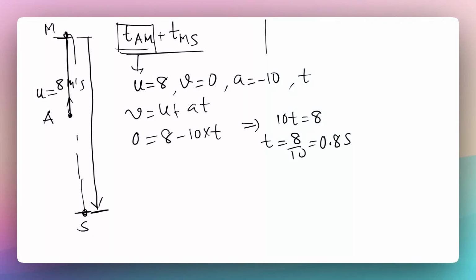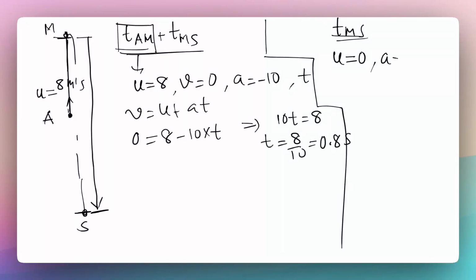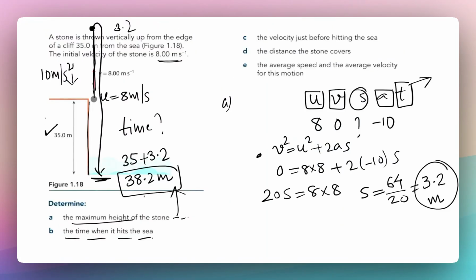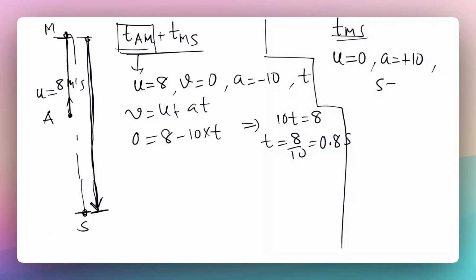We can write separately for the motion from the maximum height to the sea. My initial velocity now is going to be 0, right? My acceleration is again going to be in this direction. So this time we are going to take it as a positive direction, let's say. Okay, so this is plus 10. And the distance which it travels, we already know, right? So how much is the distance it travels? 38.2 meters. Okay, so my S is also going to be 38.2 meters.